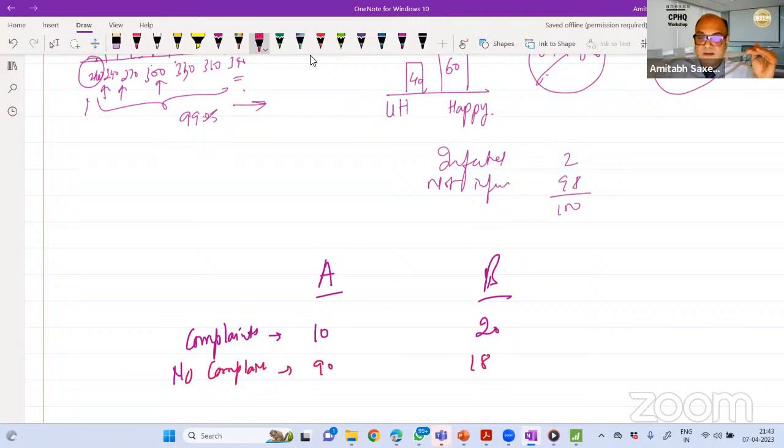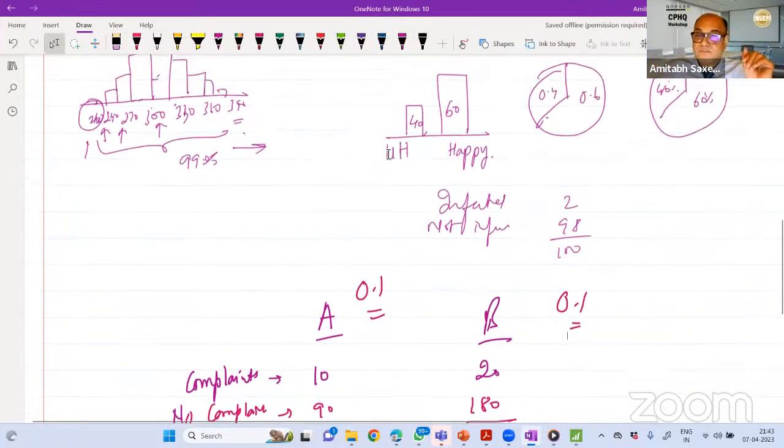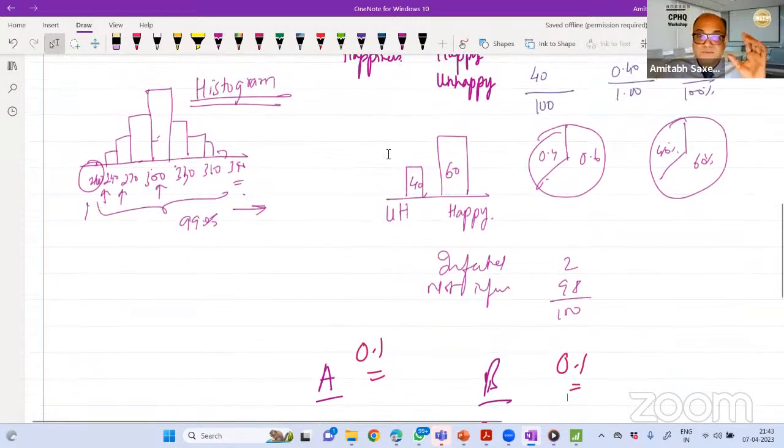So 90, and if I give you this data, in this situation, both nurse A and B proportion of complaints is 0.1 here and here also 0.1 or 10%. Means both are same. The performance is same in terms of, let's say if I'm talking about vaccination, their performance is same, right? I just chose some easy numbers so that you get an idea. So it is very important to understand what type of data it is.